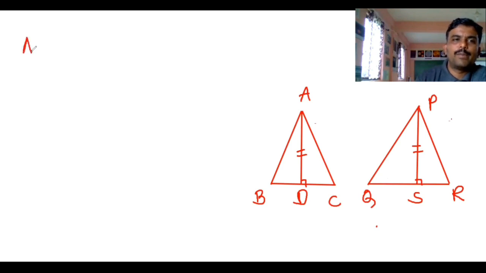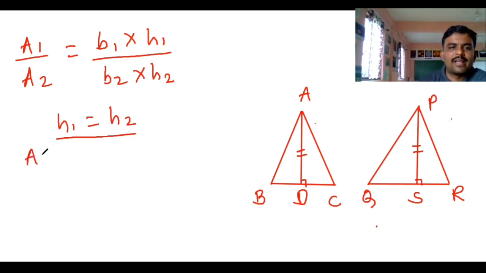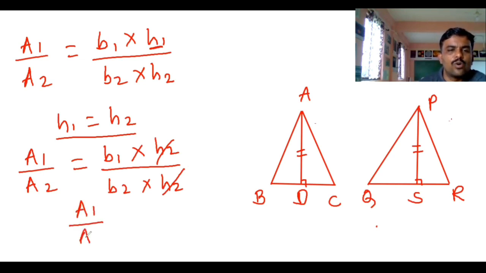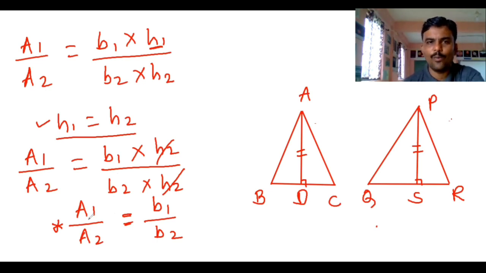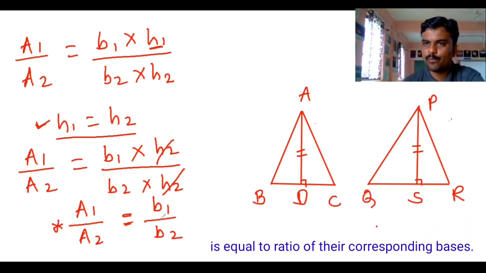I'm taking the previous property: A1 upon A2 is equal to B1 into H1 divided by B2 into H2. Here H1 is equal to H2, meaning the heights are equal. So putting those values, A1 upon A2 is equal to B1 into H2 upon B2 into H2, as I am substituting H1 as H2. H2 gets cancelled. So our answer is A1 upon A2 is equal to B1 upon B2. From that we make the property: the ratio of areas of two triangles with equal height is equal to the ratio of their corresponding bases.